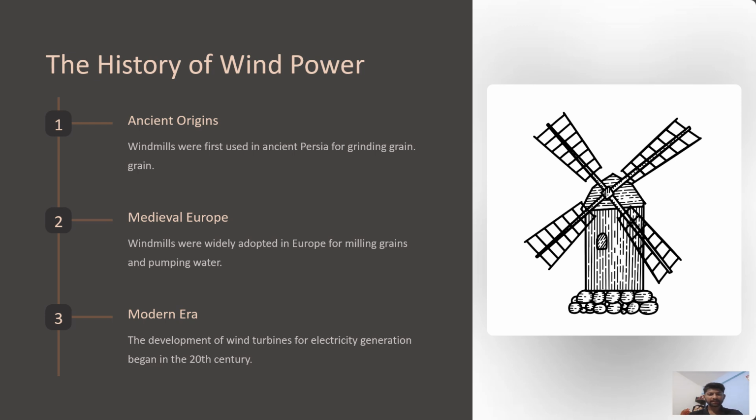Now, take a look at the history of wind power. Ancient origins. Windmills were first built in ancient Persia for grinding grain. Medieval Europe. Windmills were widely adopted in Europe for milling grains and pumping water. In the modern era, the development of wind turbines for electricity generation began in the 20th century.